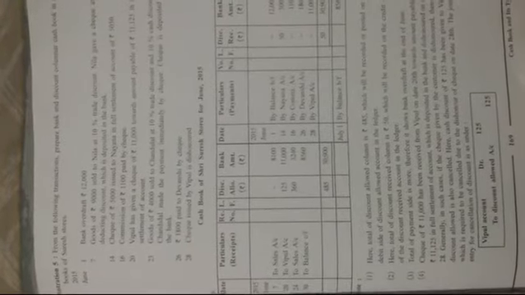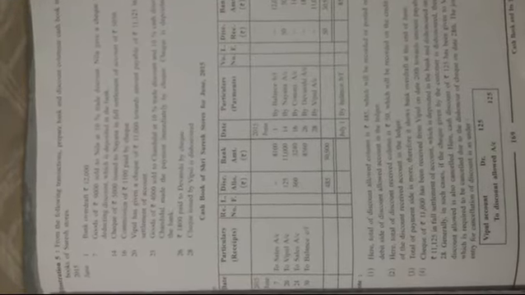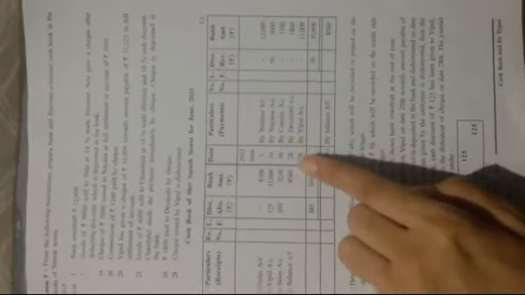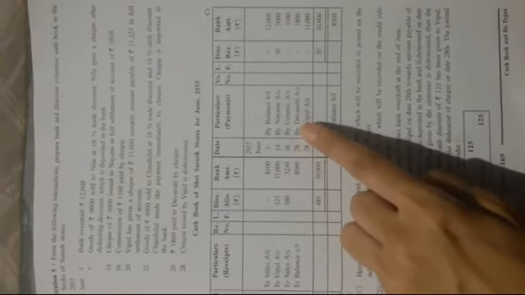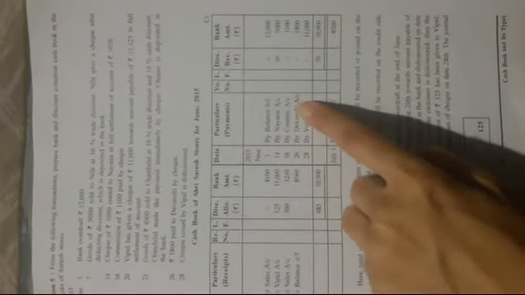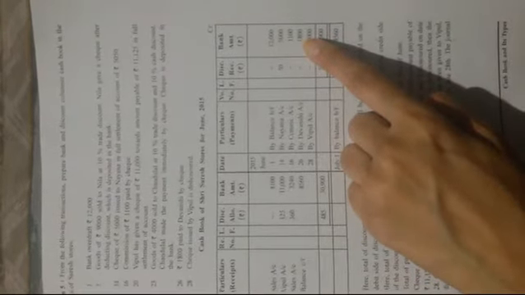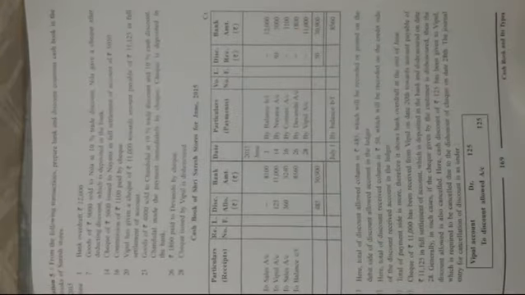Then the next is 26th June. Rupees 1,800 is paid to Devanshi by cheque. So bank balance is decreasing. Therefore, it will be shown on the credit side of the cash book. So write the date 26th June, by Devanshi's account. By Devanshi's account, 1,800 will be shown in the bank amount column.